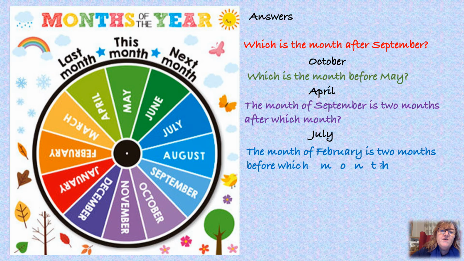The month of February is 2 months before which month? The month of February is 2 months before. So February is before this one now. So I'm having to think about these questions, aren't I? So February is 2 months before, well, it's 1 month before March, it's 2 months before April.